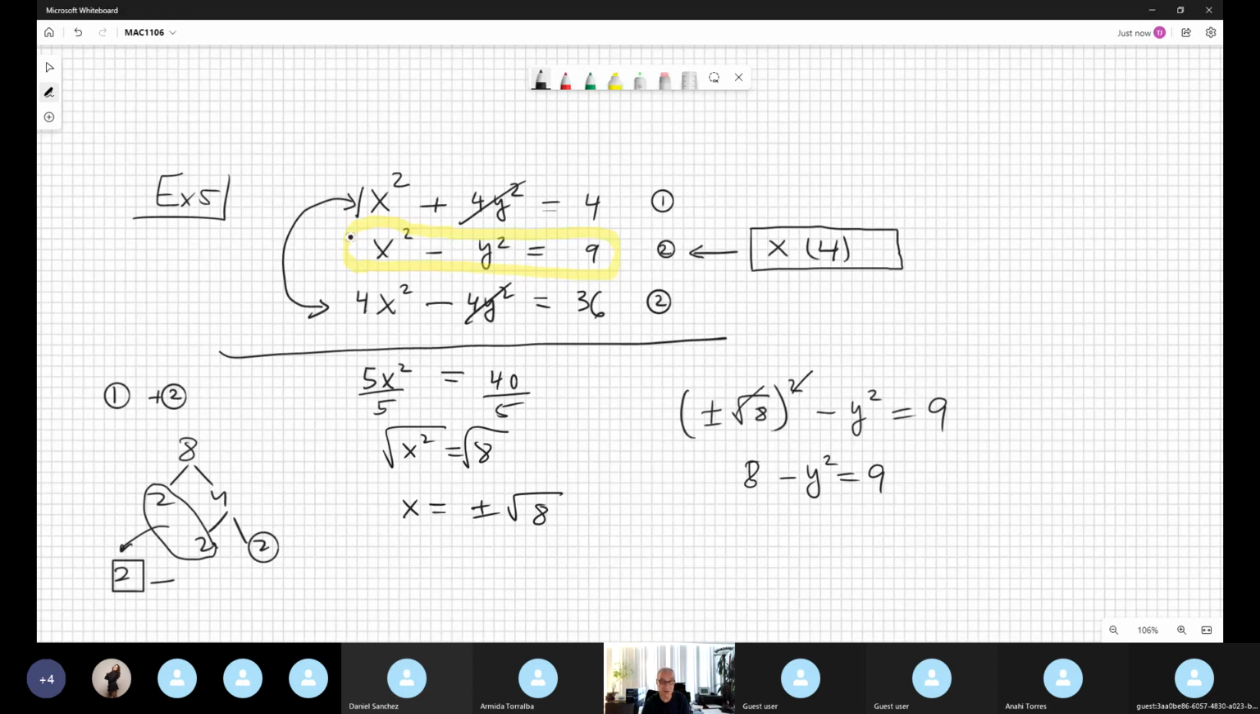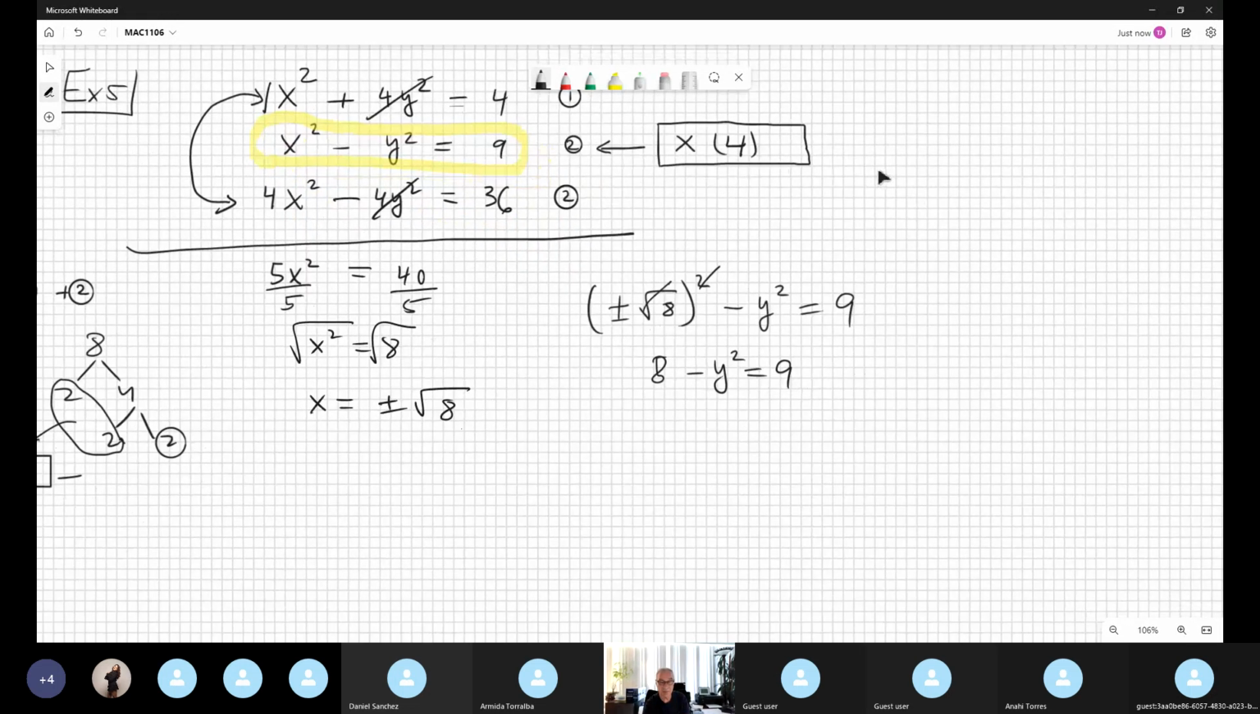Okay, I try to do my best. It's easy solving. Minus y squared is equal to 9 minus 8, which is 1. Positive 1. But I want to isolate y squared. There's a multiplication or division, it doesn't matter, by negative 1 on both sides.